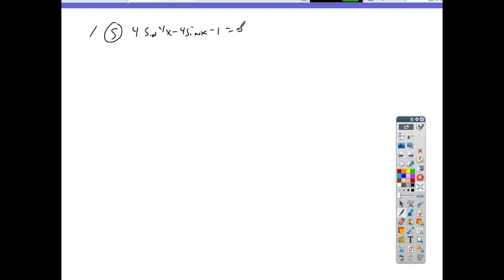Sine squared. Oh, what did I do there? Oh, my pen got really not goodly. That's a squared. Thank you.